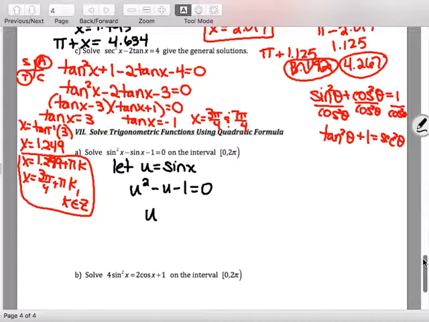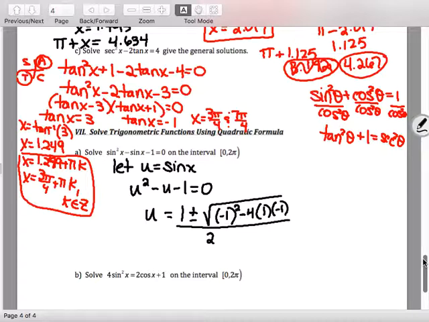The thing is, we're not using the letter x here with this U substitution. It's in fact the letter U. It's a technicality, but it's the correct way to write it. So you would do negative b, so negative 1 is 1, plus or minus the square root of b squared, which is negative 1 squared, minus 4 times a times c, all over 2 times a.